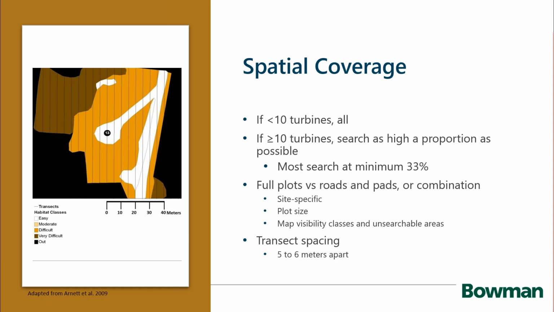And then finally, you'll want to consider transect spacing for bats, which should be no more than 5 to 6 meters. Bats are very small and they're hard to see, so any wider and you're likely going to miss a lot of carcasses. And that means you'll have low searcher efficiency, which will increase your uncertainty in your estimates. For those that prefer the rope method to transects, this applies to spacing of people on a rope as well.